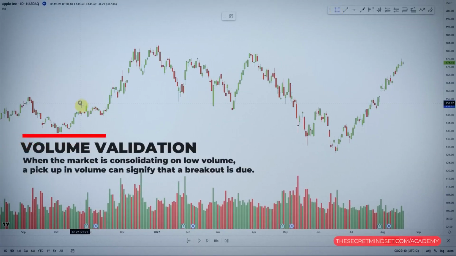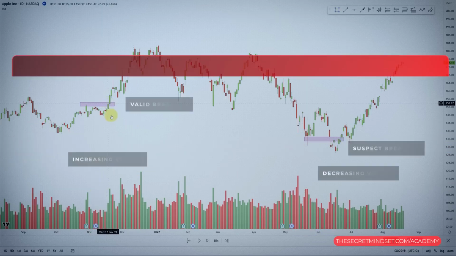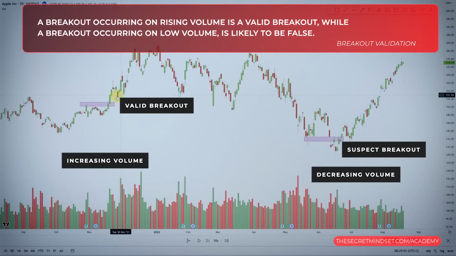Volume can help to validate all kinds of breakouts. When the market is consolidating on low volume, a pickup in volume can signify that the breakout is due. A breakout occurring on rising volume is a valid breakout, while a breakout that attracted no interest from traders occurring on low volume is likely to be false.